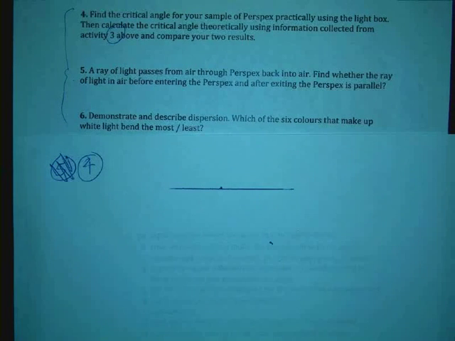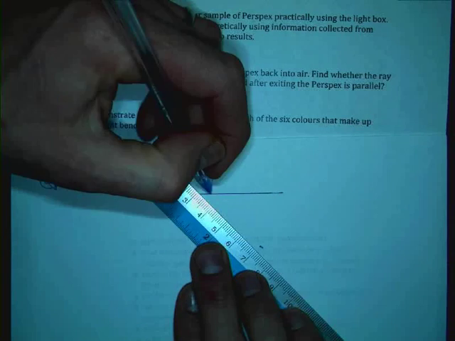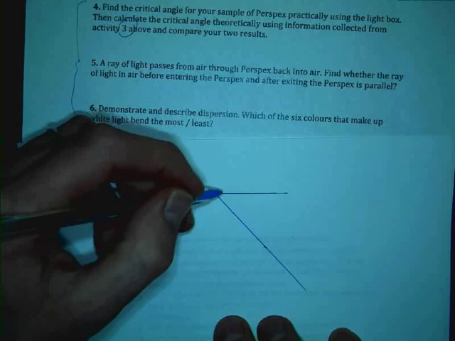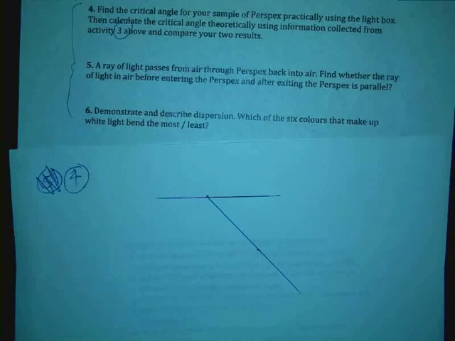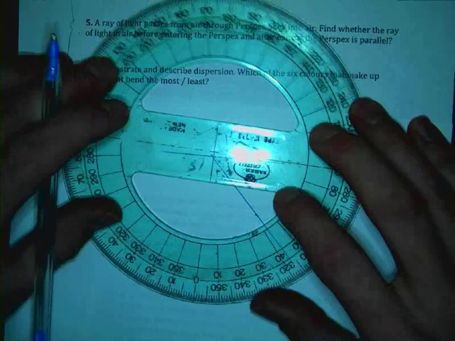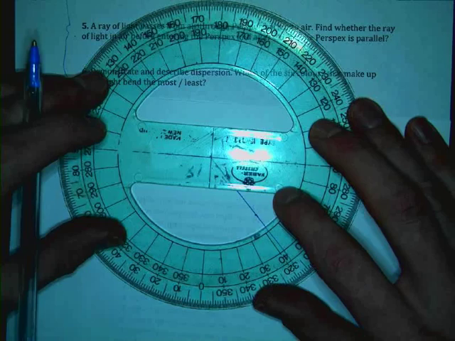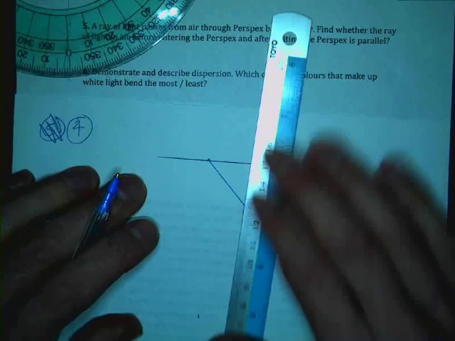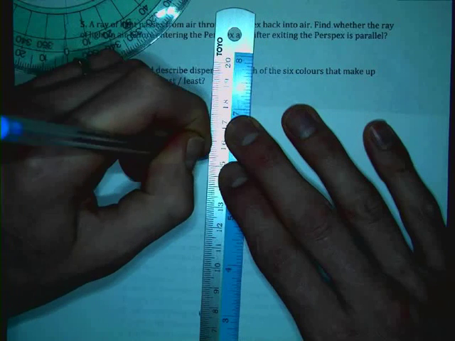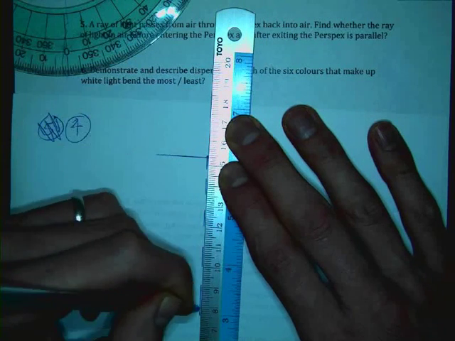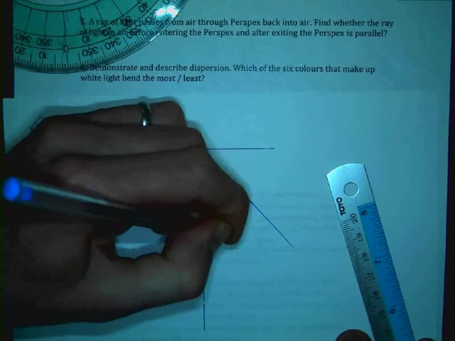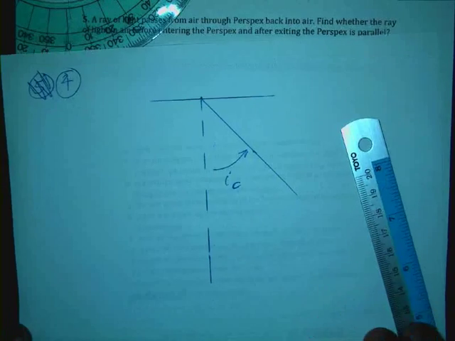Okay. So perspex out of the way, and we join those dots, and then of course we need a normal. So let's get our protractor back over here. Set it up. So it's 1 line, 0. There's our normal, and I'm calling this my critical angle. That's a C for critical.